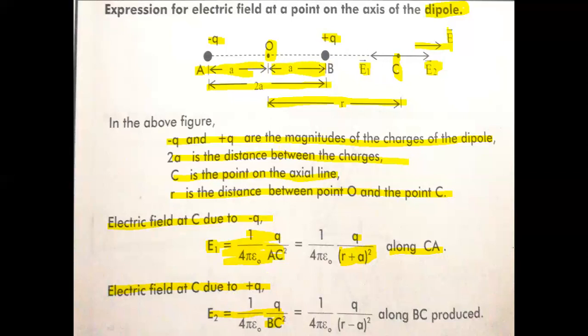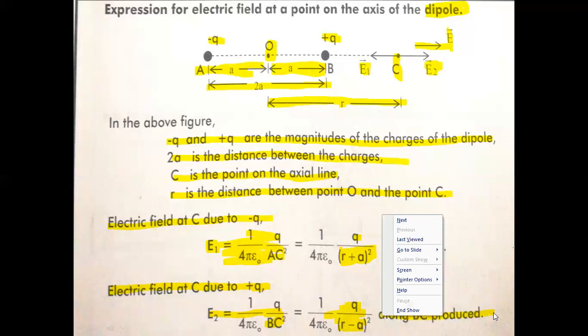So what is OB here? A. What is OC here? R. So R minus A whole square. If you are in front of me, I can make you understand very well, but please try to understand how I have written here. Along BC I am calculating, because I am calculating the electric field at the point due to charge plus Q. So I have to take the count from the point B to point C. So how will I get only BC? I have to subtract OB from OC, or OC minus OB you can write. So R minus A whole square along BC. Along BC produced, that line is produced.